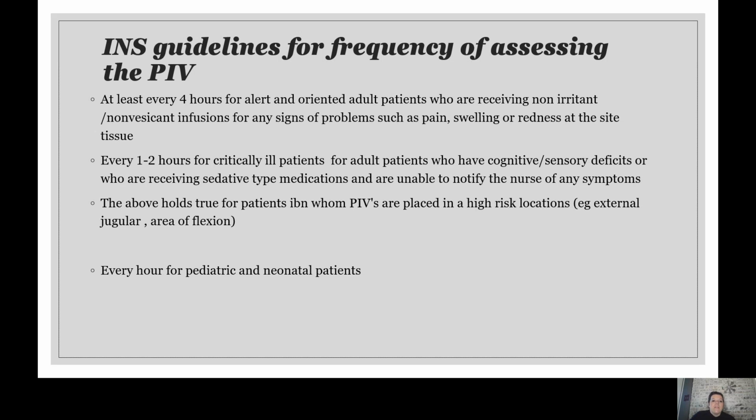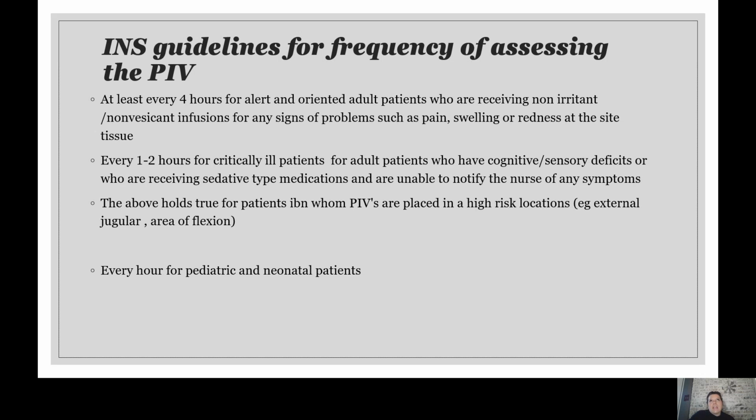So at least every 4 hours for alert and oriented adult patients who are receiving a non-irritant, non-vesicant infusion. And we're going to be looking again for pain, swelling, redness at the site. We're going to monitor every 1 to 2 hours for critically ill patients or patients who have cognitive or sensory deficits. So if our patient is pulling at their IV, we're going to look at it a whole lot more frequently than for someone who's just kind of chilling and they're 30 years old and they're fine, you know.